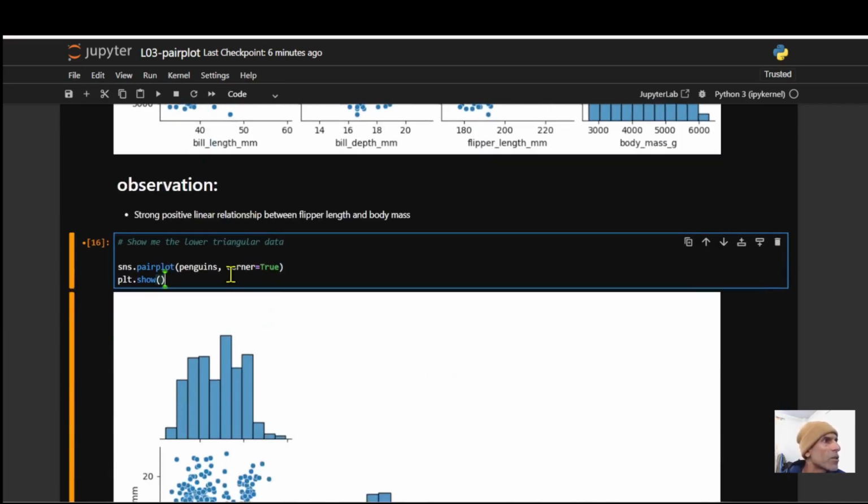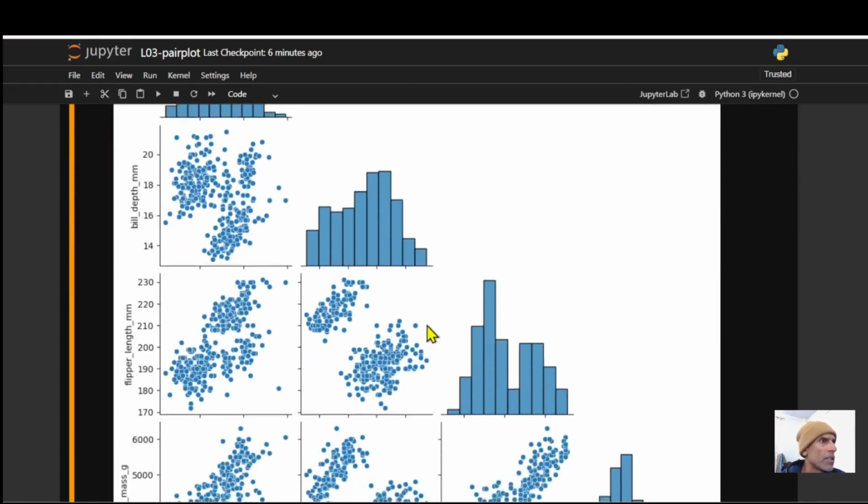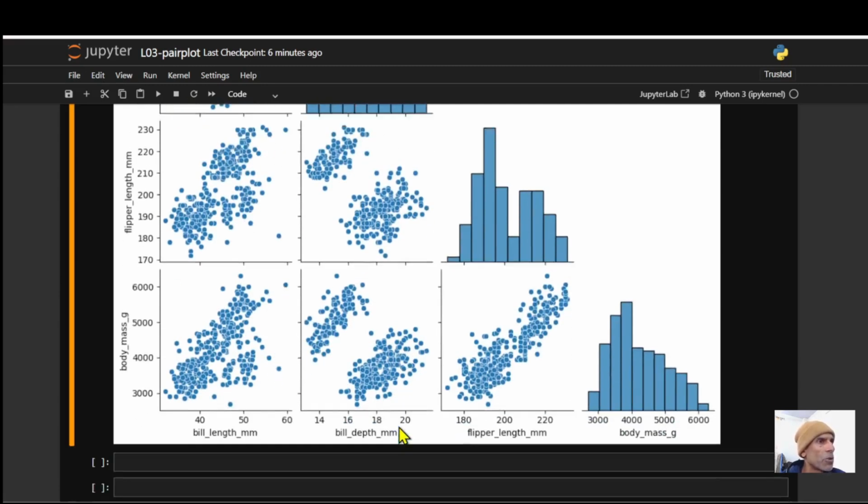So in this case, you can do corner equal to true. If we just want to plot just the corner part, just do sns.pairplot penguins and put corner equal to true. That's only going to plot the corner ones, the ones below the diagonal, not above the diagonal. So this way you can actually draw the same conclusion.